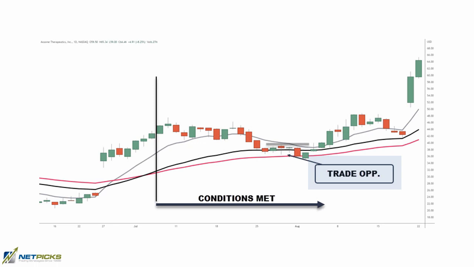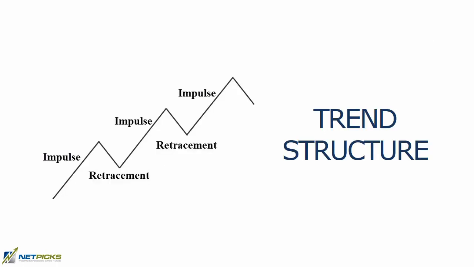Price pulled back into our setup zone. And you know what? Even if price breaks the 50 EMA a little bit, the setup is still valid, right? You should know what trending price structure looks like. And as long as we don't start making lower highs and lower lows, our uptrend is still playable.